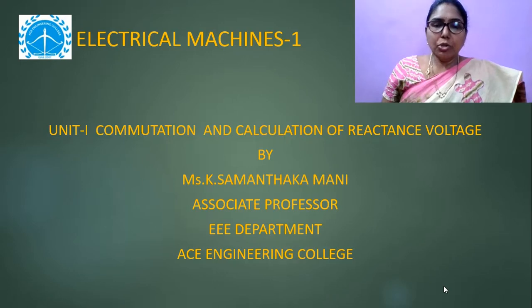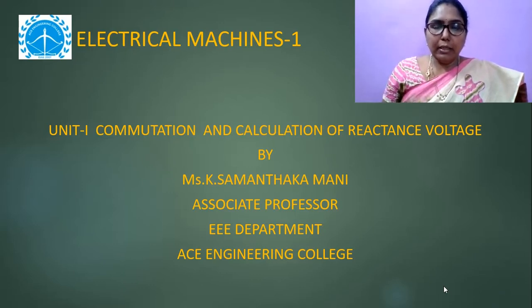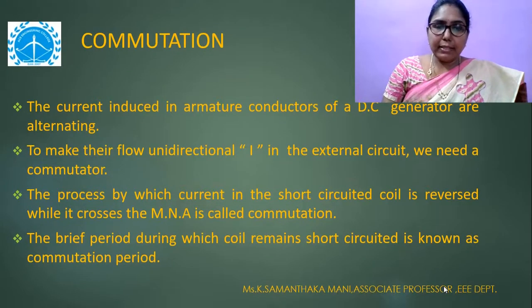Now the next topic is commutation and calculation of reactance voltage. I am going to explain what commutation actually means in a DC generator, and the importance of the reactance voltage in the commutation process. What happens if we don't take care of the commutation process in the DC generator? I would like to explain this in detail by taking an example also.